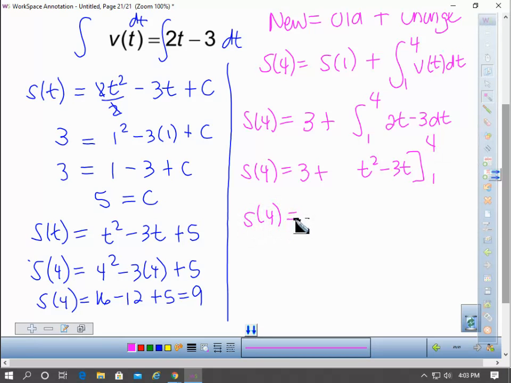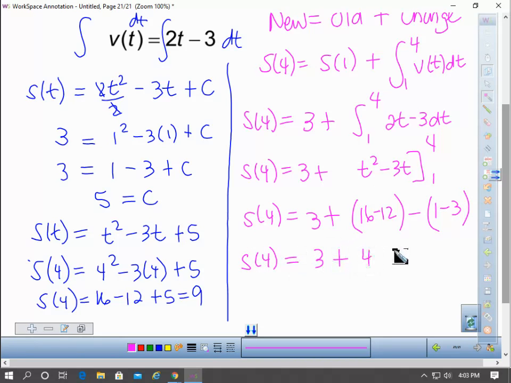So s of 4 equals 3 plus, and for this I'm going to do the fundamental theorem of calculus. So I'm going to put a 4 in first, so that's 16 minus 12. And then I'm putting a 1 in, so that'll be 1 minus 3. So s of 4 equals 3 plus 4 minus negative 2. And s of 4 is going to equal 7 plus 2, which gives me the same answer, 9 again.